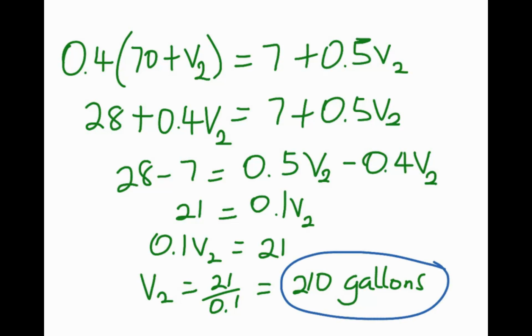So, in summary, what do we need? In summary, we need 70 gallons of 10% antifreeze solution to be mixed with 210 gallons of 50% antifreeze solution to give us 280 gallons of 40% antifreeze solution. Next question.